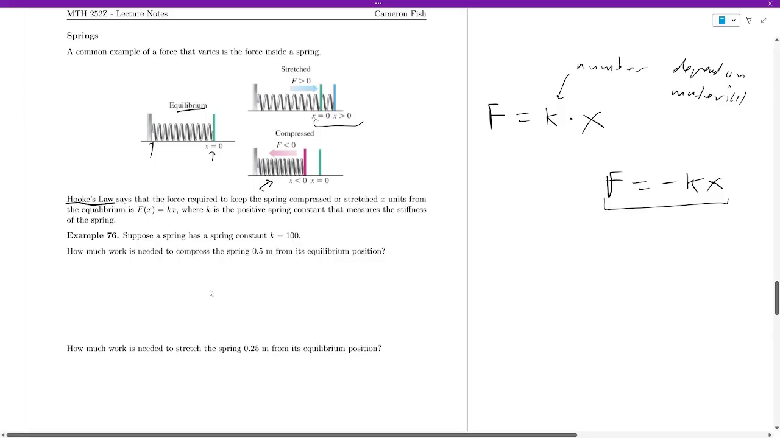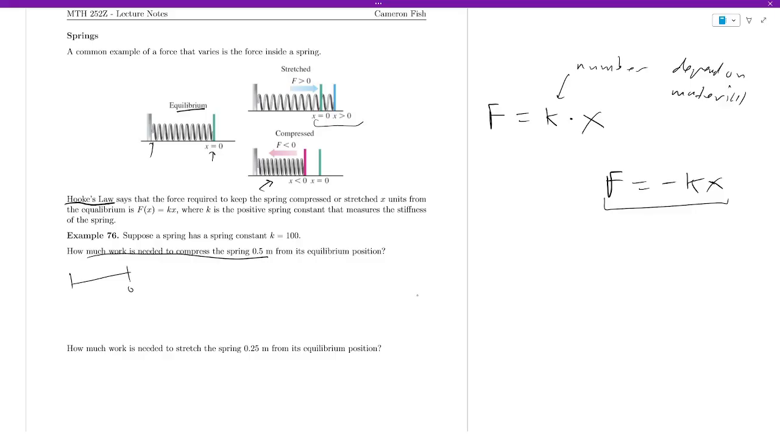So that's a crash course on how springs work. Let's look at some specific problems where we're going to do integration. So here's where the integration comes in. How much work is needed to compress the spring 0.5 meters from its equilibrium? I'm imagining here's 0, that's equilibrium, and I'm squishing it to negative 0.5, compressing it 0.5 to the left of equilibrium. So I'm going from x position 0 to x position negative 0.5.